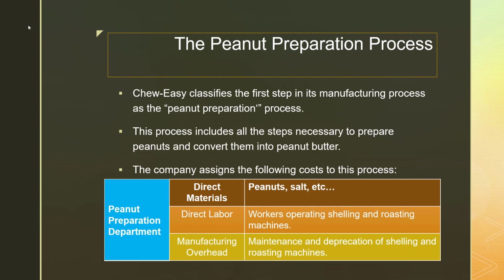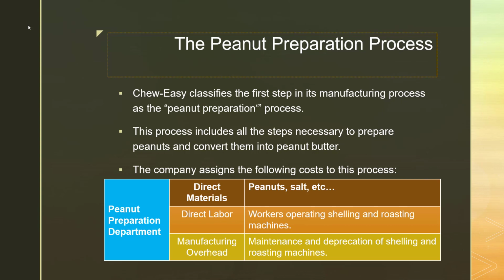And then manufacturing overhead, everything that's very hard to trace to any one particular batch, would be things like maintenance and depreciation on the machines. Maybe we have some indirect labor, maybe we have some indirect materials. Who knows? But we have all these manufacturing overhead costs, which we can track within the peanut preparation department.